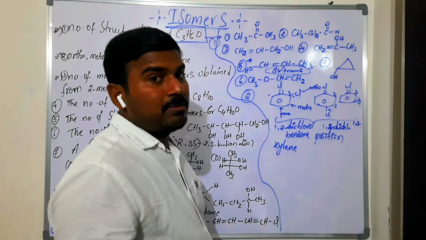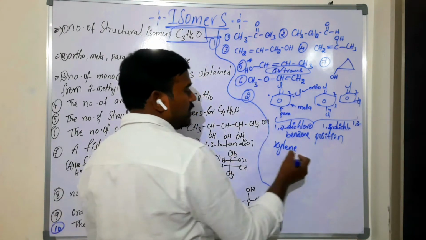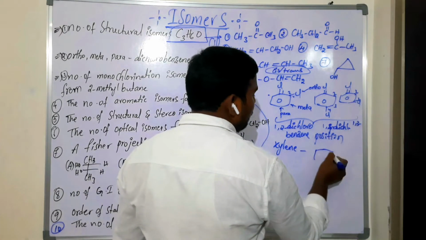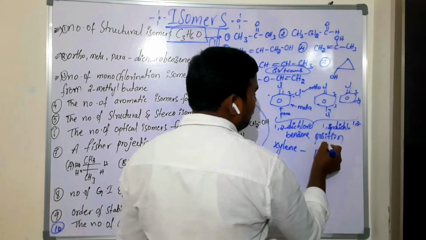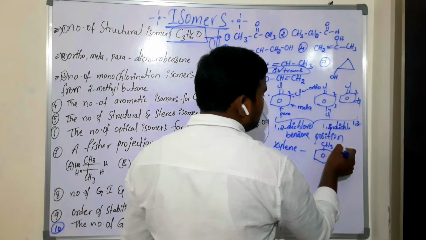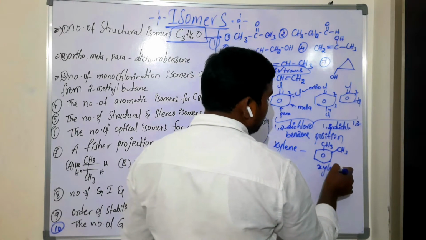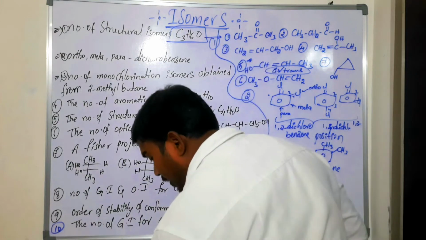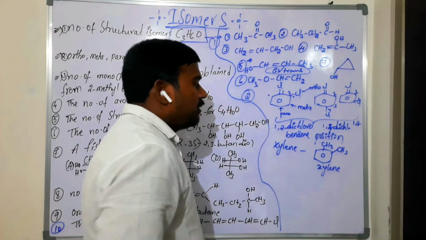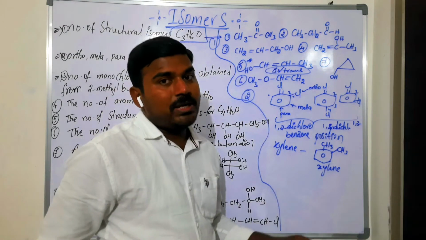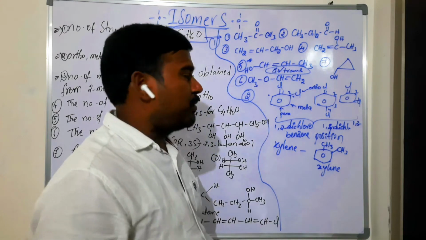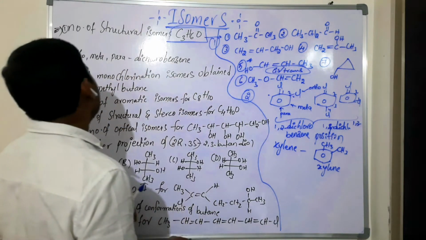Orthoxylene, paraxylene, metaxylene come under positional isomers. What is xylene here? When a benzene ring is attached with two methyl groups, it is called xylene. Very important one. So orthoxylene, metaxylene, and paraxylene come under positional isomers. Is that clear?